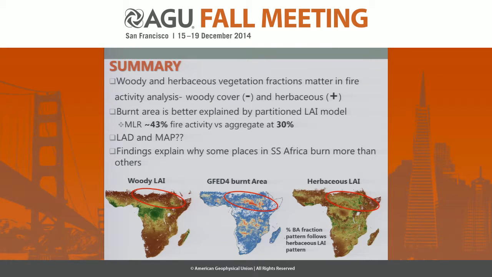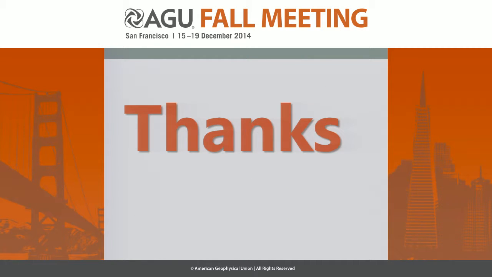We find that these findings explain why some areas within Sub-Saharan Africa burn more than others. And as you can see, there is a clear pattern where a high herbaceous layer corresponds closely with the burnt area fraction, as you can see with the GFE burnt area product. And with that, ladies and gentlemen, thank you for your attention. I would like any questions, comments, suggestions.